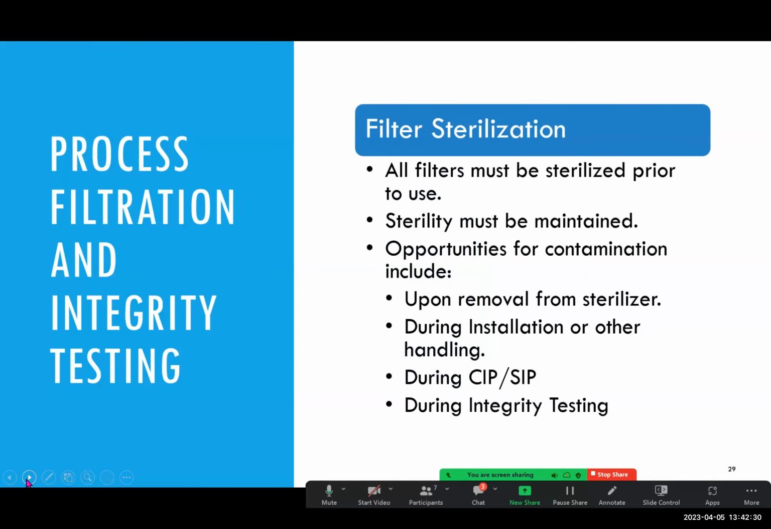All right, so just the reminders about the filter sterilization. We do sterilize before we use it. We make sure sterility is maintained. And then some opportunities for contamination are anytime we take a filter off, when we install a filter, during our cleaning, our steaming process, and during our integrity testing. Anytime we have a human interaction with that filter, there's a risk for contamination.